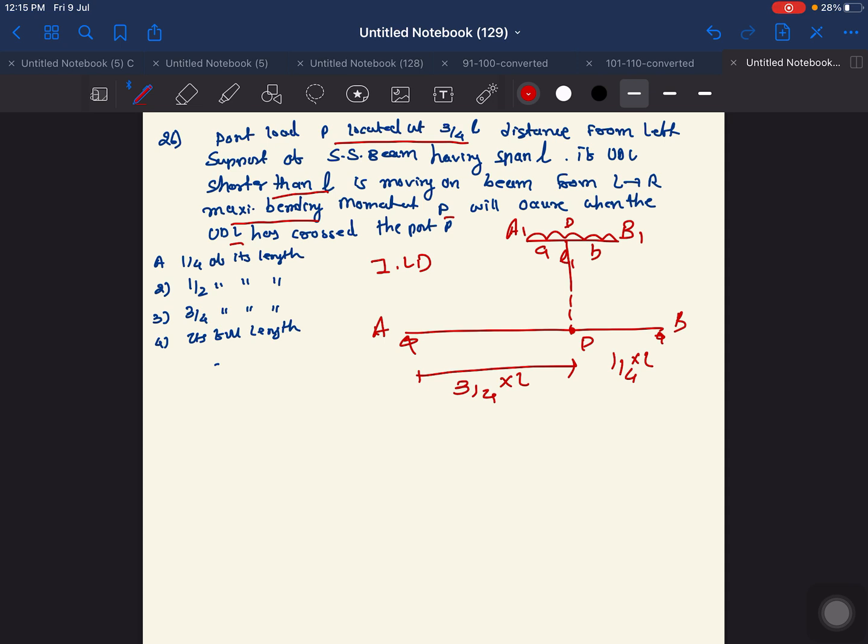How far the UDL crosses point P, that you have to find out. So you have to find out the value of B. So you have to first of all understand the question. So now let's draw the bending moment diagram. So it will look like this.